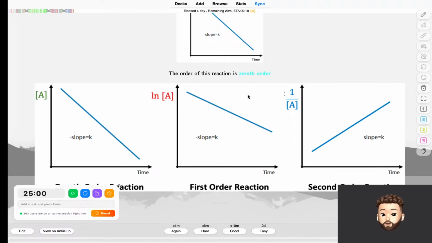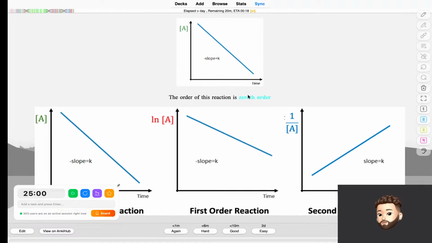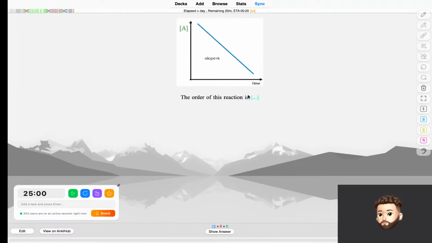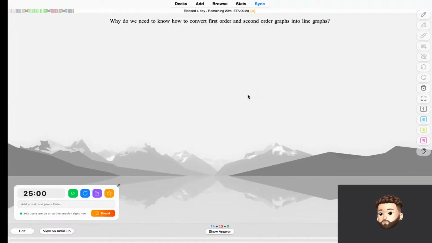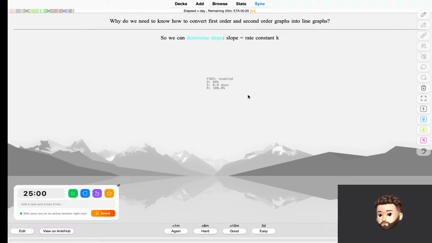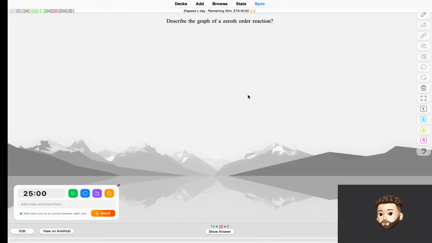I don't know how natural log works. I'm not gonna lie. As A increases, I don't really know. The order is zeroth order. Okay. I'm actually gonna give myself hard on that. Why do we need to know how to convert first order and second order graphs? Because the slope of that line is gonna be equal to the rate constant. Describe the graph. It's a straight line down that's proportional to time.